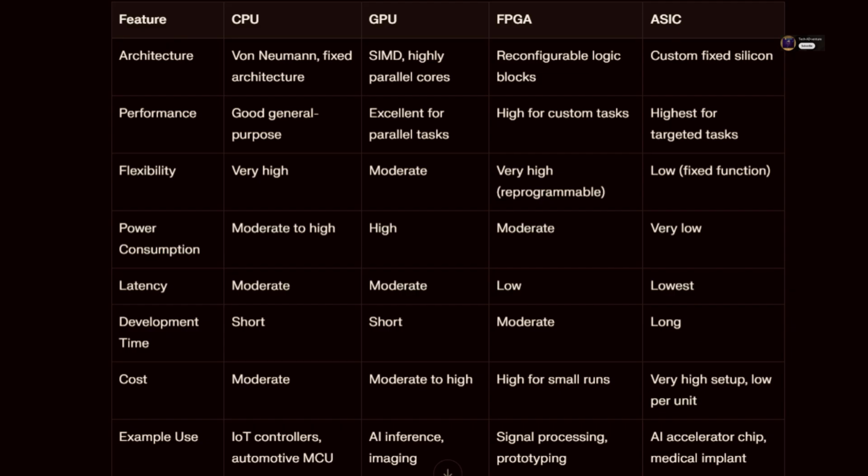Okay, next. I'm a huge tech company. I'm building a massive data center to train the next generation of large language models. Performance is everything. Cost is secondary. Power? Well, I have a power plant nearby. That screams GPU. High power is okay. You need that massive parallel throughput for training. Correct. Massive throughput, high power budget leads you to the GPU.